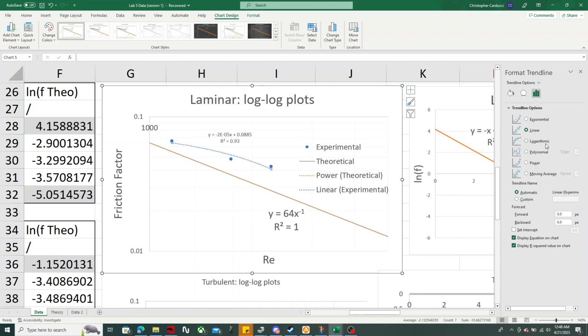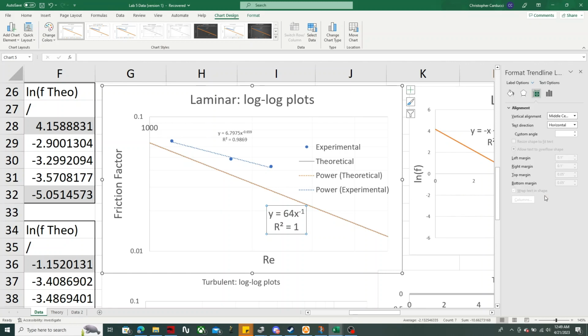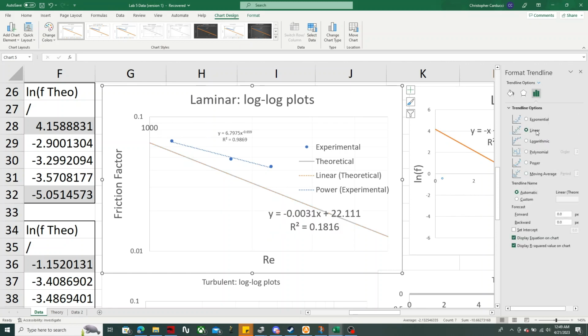That'll allow you to do your different formatting. Click power, and now we can see our trend line fits a lot better. And then I also did a power trend line for the theoretical, just to show what it would look like. So here's my theoretical. If I try doing linear, again, look how awful that trend line fit. You can't even see it. It's just that awful.